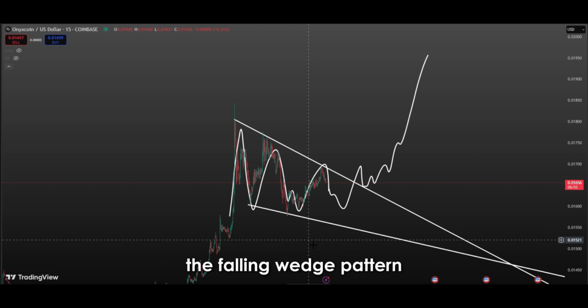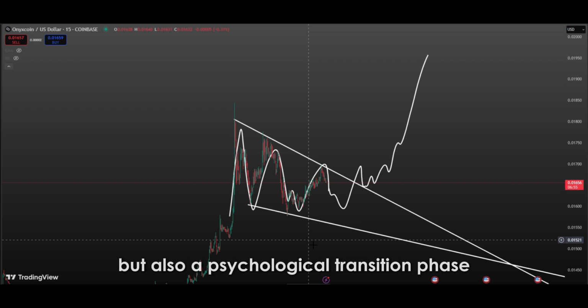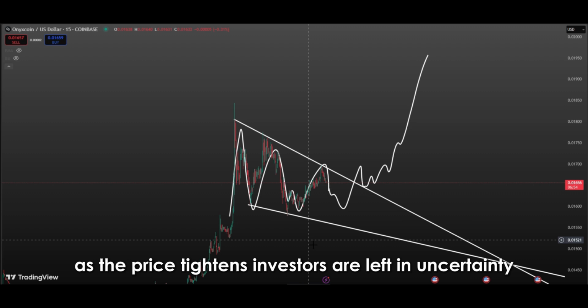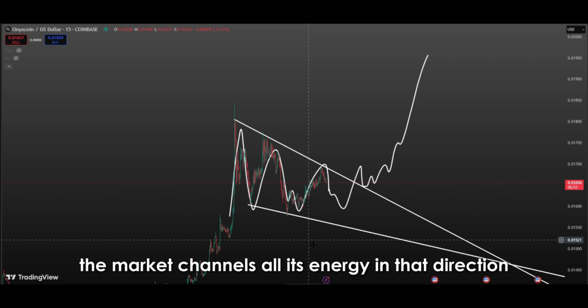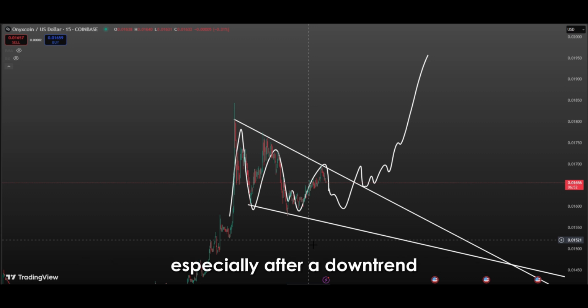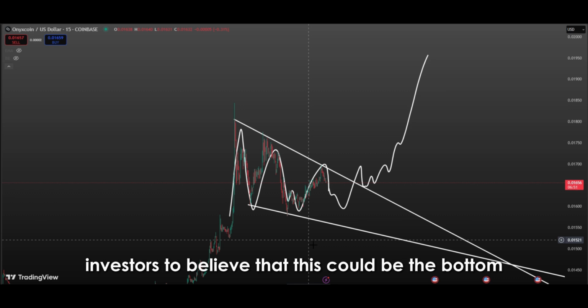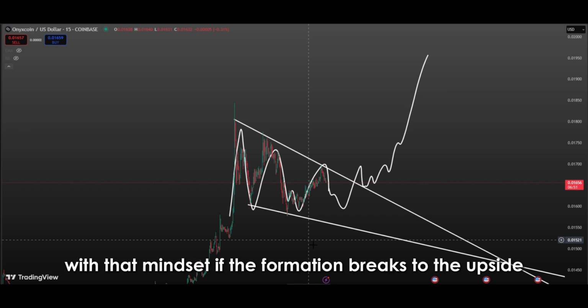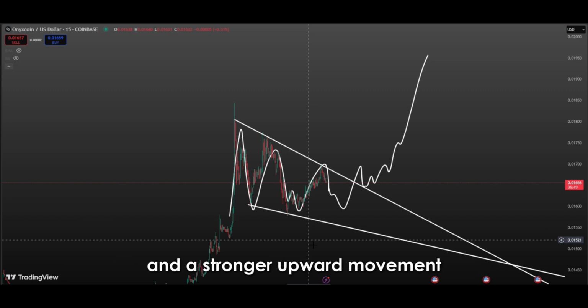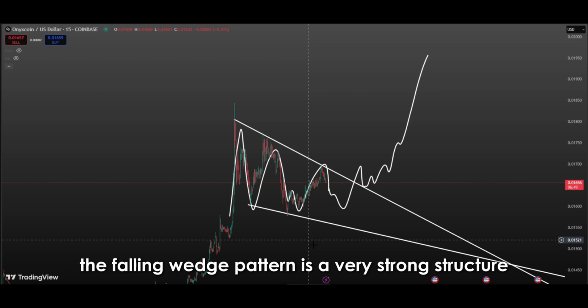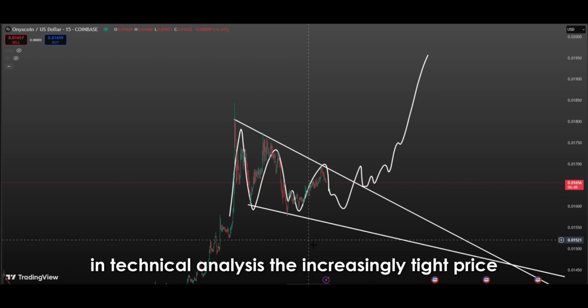Moreover, the falling wedge pattern is not only a technical structure, but also a psychological transition phase. As the price tightens, investors are left in uncertainty. However, once that uncertainty resolves, the market channels all its energy in that direction. Especially after a downtrend, these structures often lead investors to believe that this could be the bottom. With that mindset, if the formation breaks to the upside, it is typically followed by high-volume buying and a stronger upward movement. In short, the falling wedge pattern is a very strong structure in technical analysis.